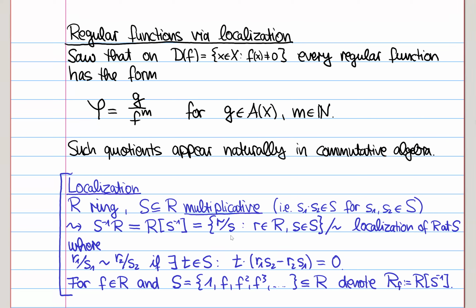A particular multiplicative set, basically one of the easiest ones you can write down, is that if you have an element f of R, then you can look at the set S, which is just the powers of that element. This is a multiplicative set, of course, because the product of two powers is again a power. You denote the localization at this particular set as R_f. Here we see an instance where the denominator is allowed to be some power of this given f, exactly what we see here.